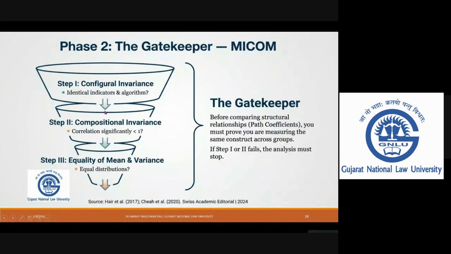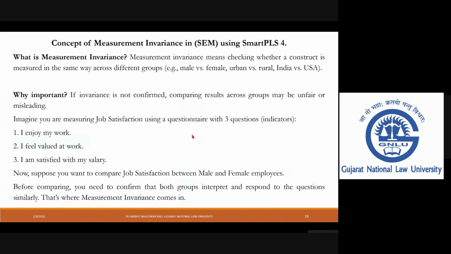Step number 2, compositional invariance. We are going to compare our correlations. It should be close to 1, and our p-value should be greater than 0.05. And step number 3, we are going to compare equality of mean and variance. Do we have equal distributions? Again, our p-value should be greater than 0.05.